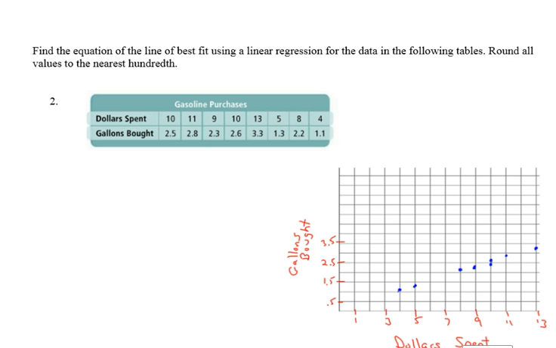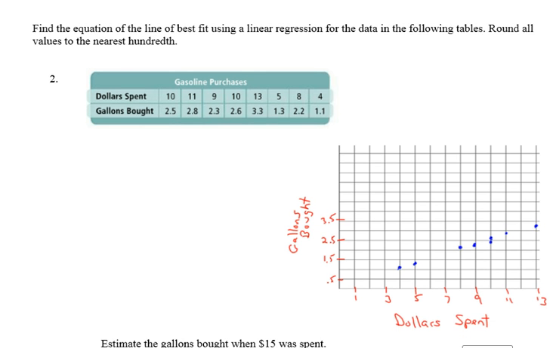Okay, let's take a look at the second example. We're going to do the same thing for the second example. Again, this was the example that we had yesterday in the notes. We've already created the scatter plot. Now we're going to find the equation of the line of best fit, and we're going to do a linear regression for that. And I want you to round all your values to the nearest hundredth.